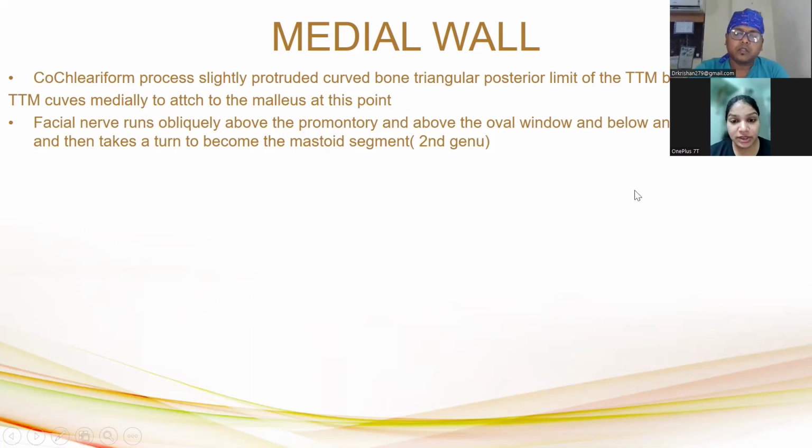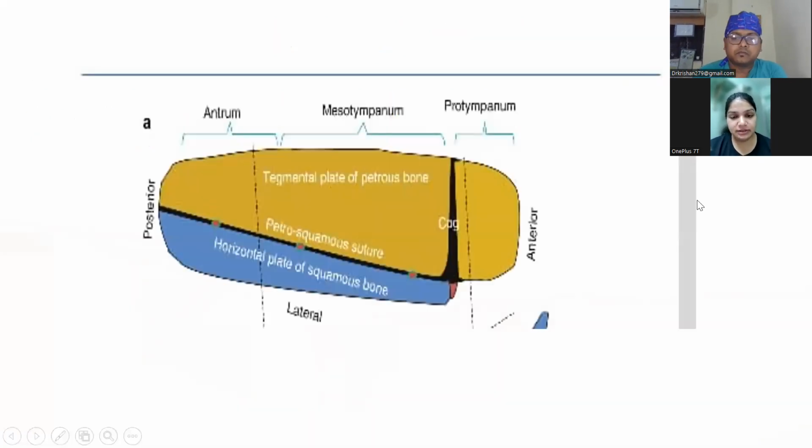So what is the second genu? We can appreciate the second genu, that is the second turn of the facial nerve. This can be seen in the medial wall of the middle ear. In the diagram we will see.